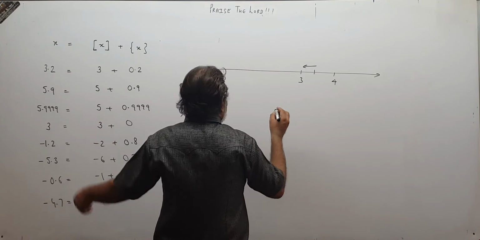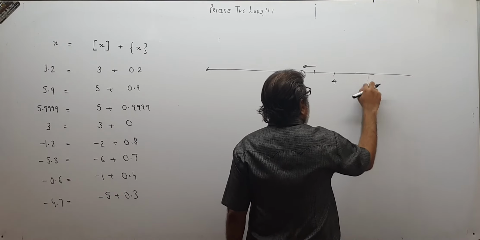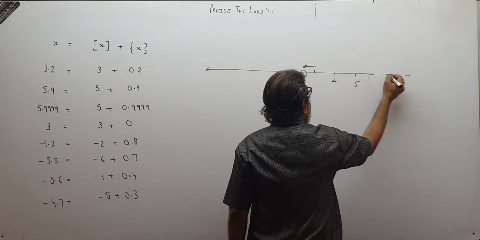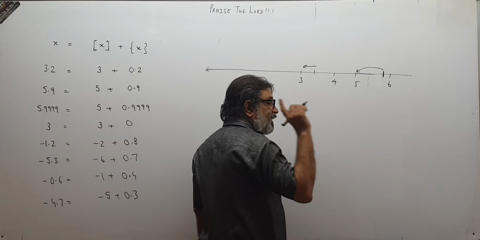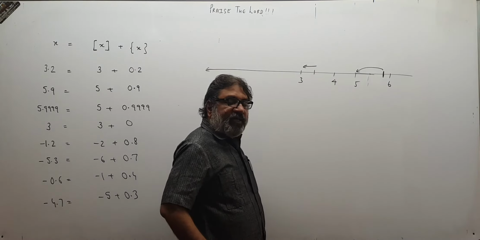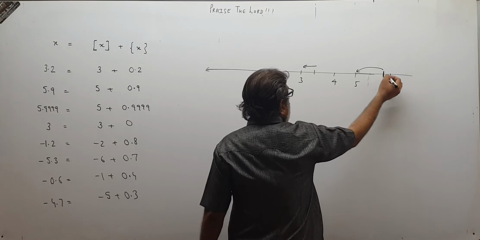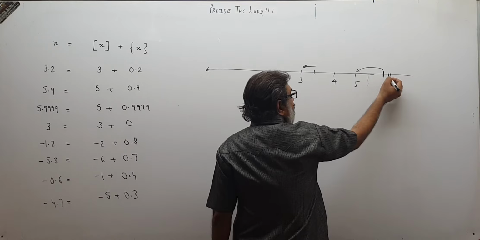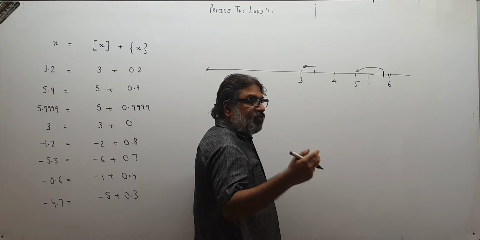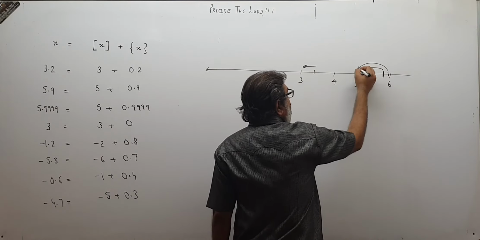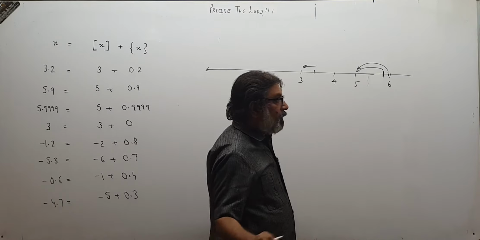For 5.9, 5.9 will be somewhere over here, 5 and 6. 5.9 is here. So integer part will be 5. You can see that. We have written for 5.9, integer part is 5. Next number is 5.99, very close to 6, but less than 6. 5.99, but it is not 6. So it is on left side of 6. So integer part is again 5. You move to the left, whatever integer comes your way, that is your answer.